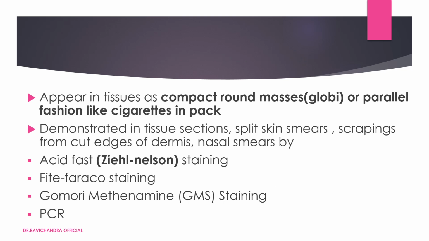Leprosy appears in tissues as compact round masses, also called as globi, or parallel fashion like cigarettes in a pack. Demonstrated in the tissue sections, split skin smears, scrapings from the cut edges of the dermis, and nasal smears using acid-fast staining, Ziehl-Neelsen staining, Wade-Fite staining, GMS staining, or Gomori methenamine silver staining, and polymerase chain reaction.